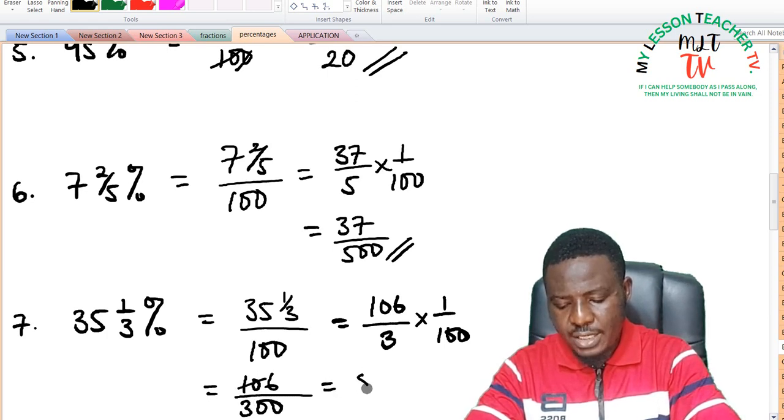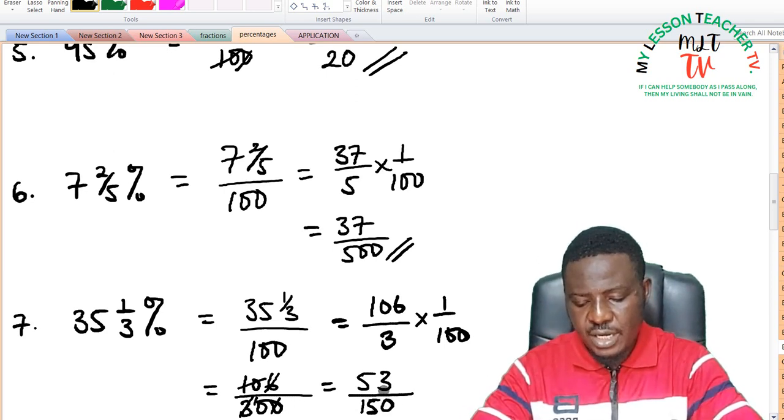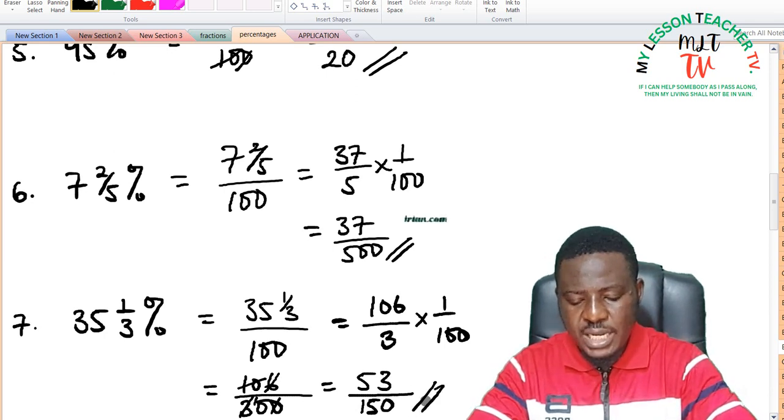2 into 10 is 5. Remainder nothing. 2 into 3. 2 into 6 is 3. Divided by 2 into 3 is 1. Into 10 is 5. Into 0 is 0. So we have 53 divided by 150. And nothing else can simplify this.